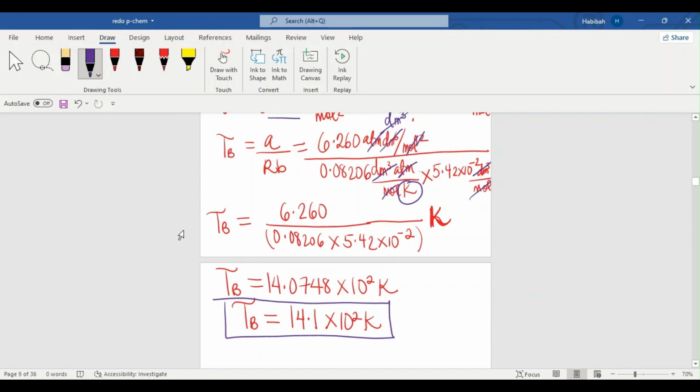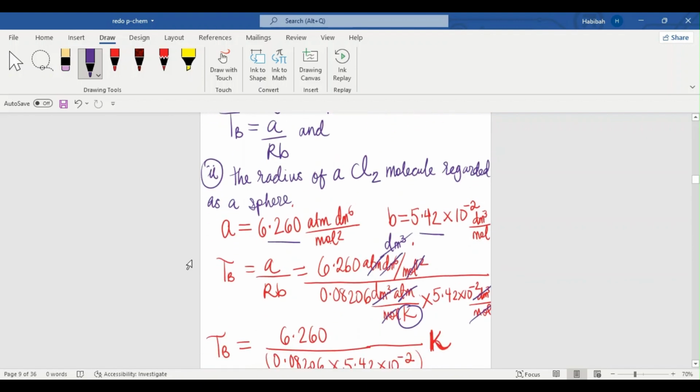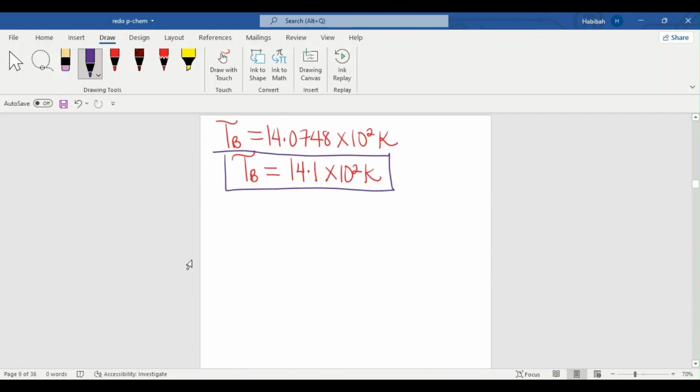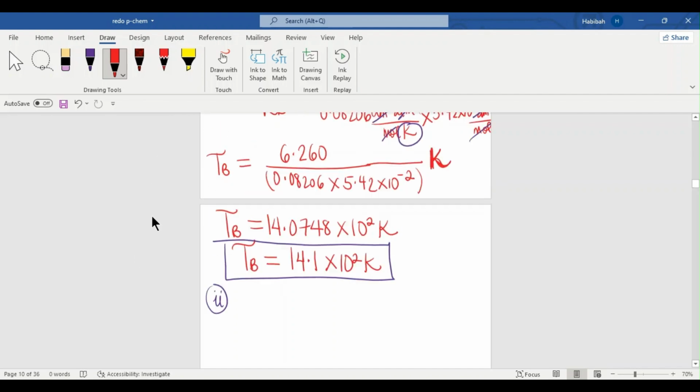So that's it. Now the next thing you have to do is to find the radius of the chlorine gas molecule regarded as a sphere. I wanted to mention, because some of you may be wondering how some of these questions come into play, you have to review your physical chemistry book and also use my videos as a form of guide to answer those questions.